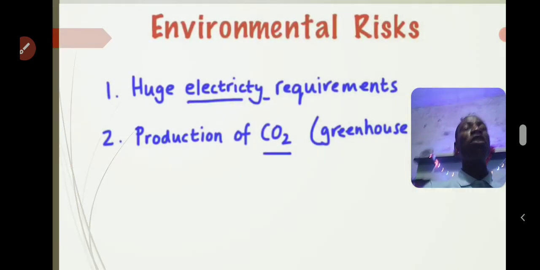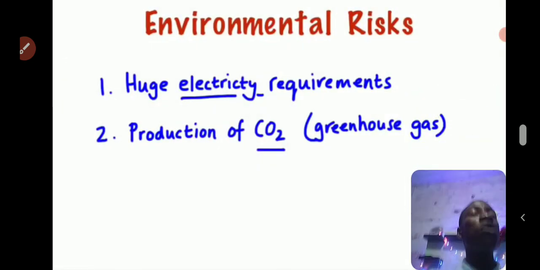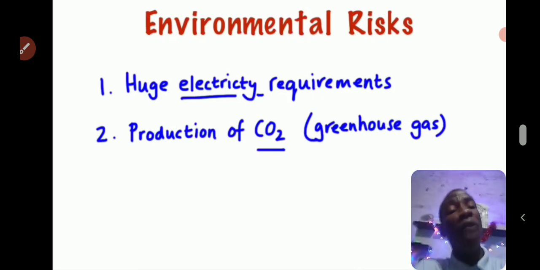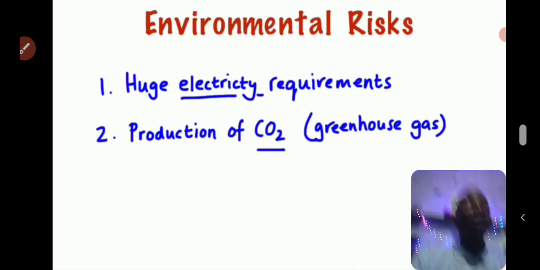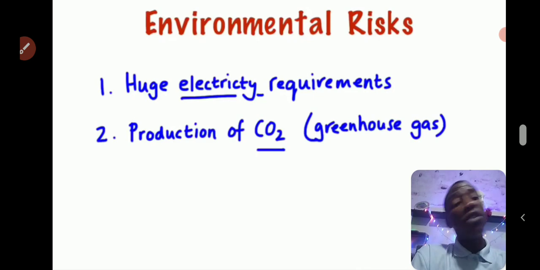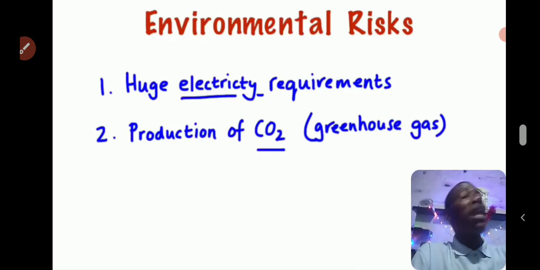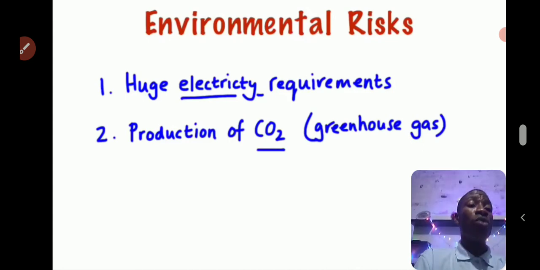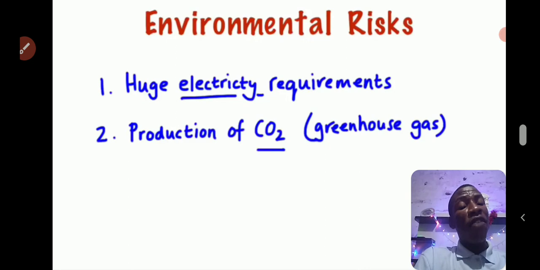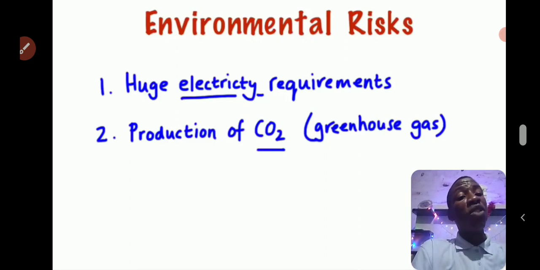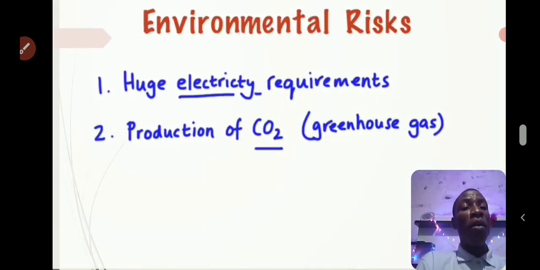The second disadvantage of the process is that it leads to the production of carbon dioxide, which is a greenhouse gas. If you remember, when the carbon anode reacts with oxygen that is formed at the anode, CO2 is produced. That CO2 is a greenhouse gas that can lead to global warming, a very dangerous environmental problem.